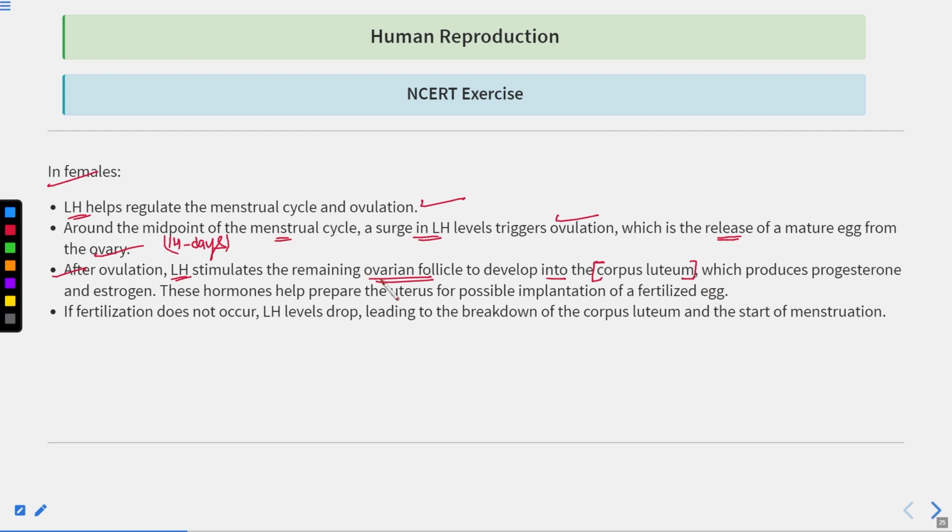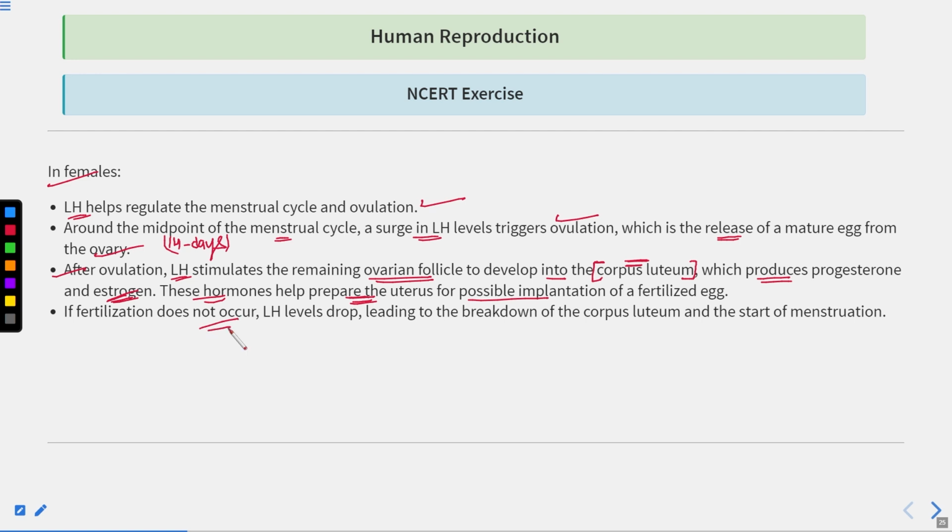Alright, so what happens? The Graafian follicle ruptures and then it releases the ovum, and the remaining structure gets transformed into the corpus luteum. Corpus luteum is a temporary endocrine gland and it produces a large amount of progesterone, and some amount of estrogen is also released. So there is a high level of progesterone during the luteal phase. These hormones help to prepare the uterus for possible implantation. How? By maintaining the endometrium.